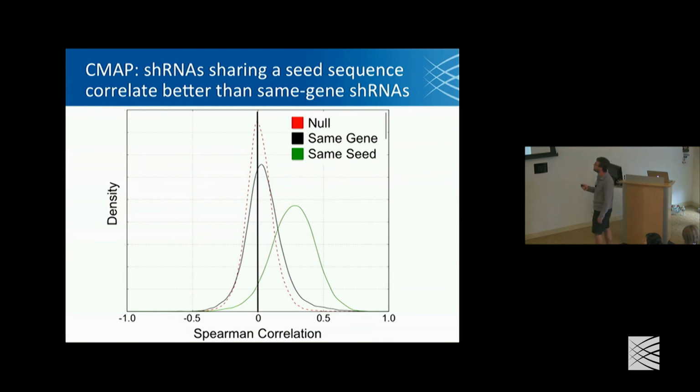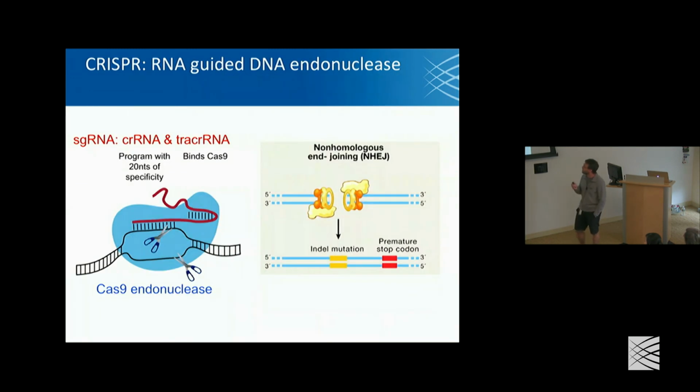However, any two shRNAs that share the same seed sequence, the green line here, are much more likely to show a consistent Spearman correlation. This suggests that the off-target effects of RNAi are most of what's happening when you put them into cells. And this is why, when CRISPR technology came around, we were so excited about it. It offered a different way of determining gene function.